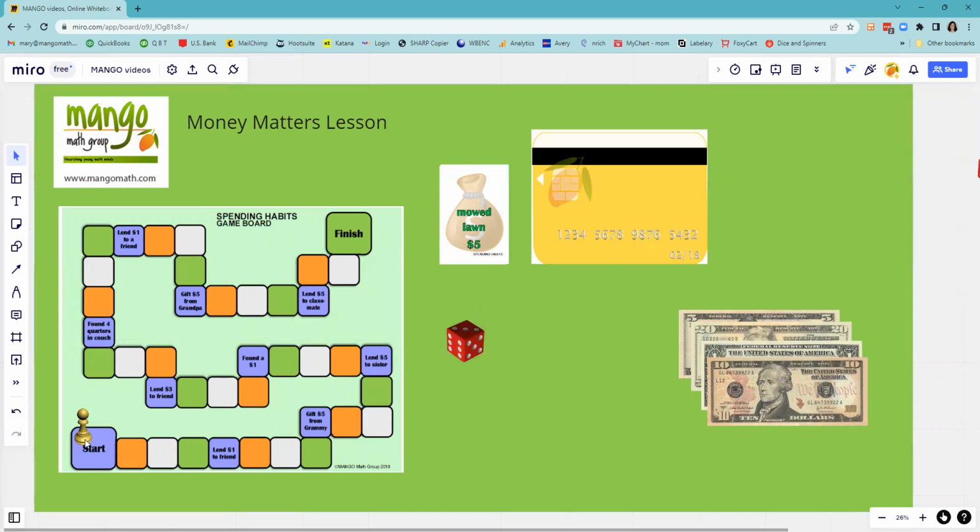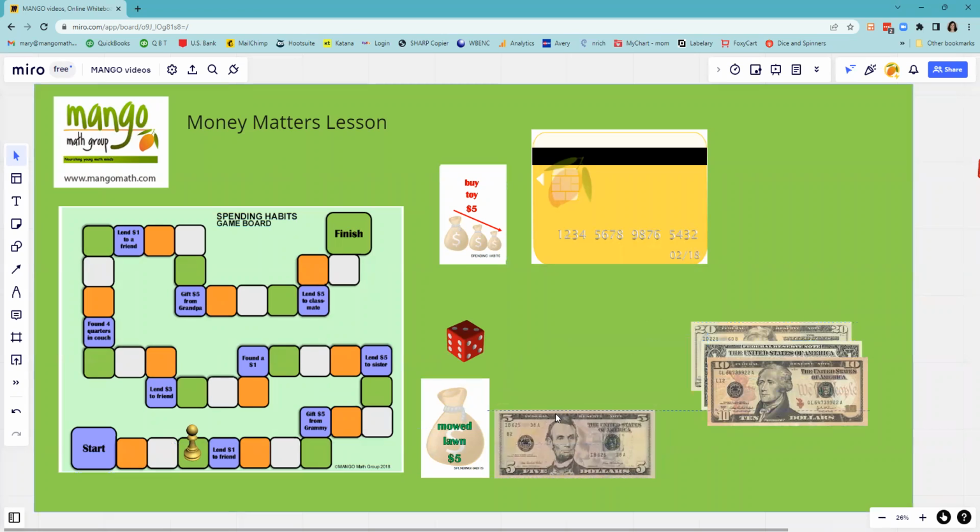So to start the game, the students will roll the dice. They will move that many spaces on the board, and then they will draw a card. The cards go between earning money and spending money. So this one is an earning money card, and this player earned $5. So the banker will give that player $5.